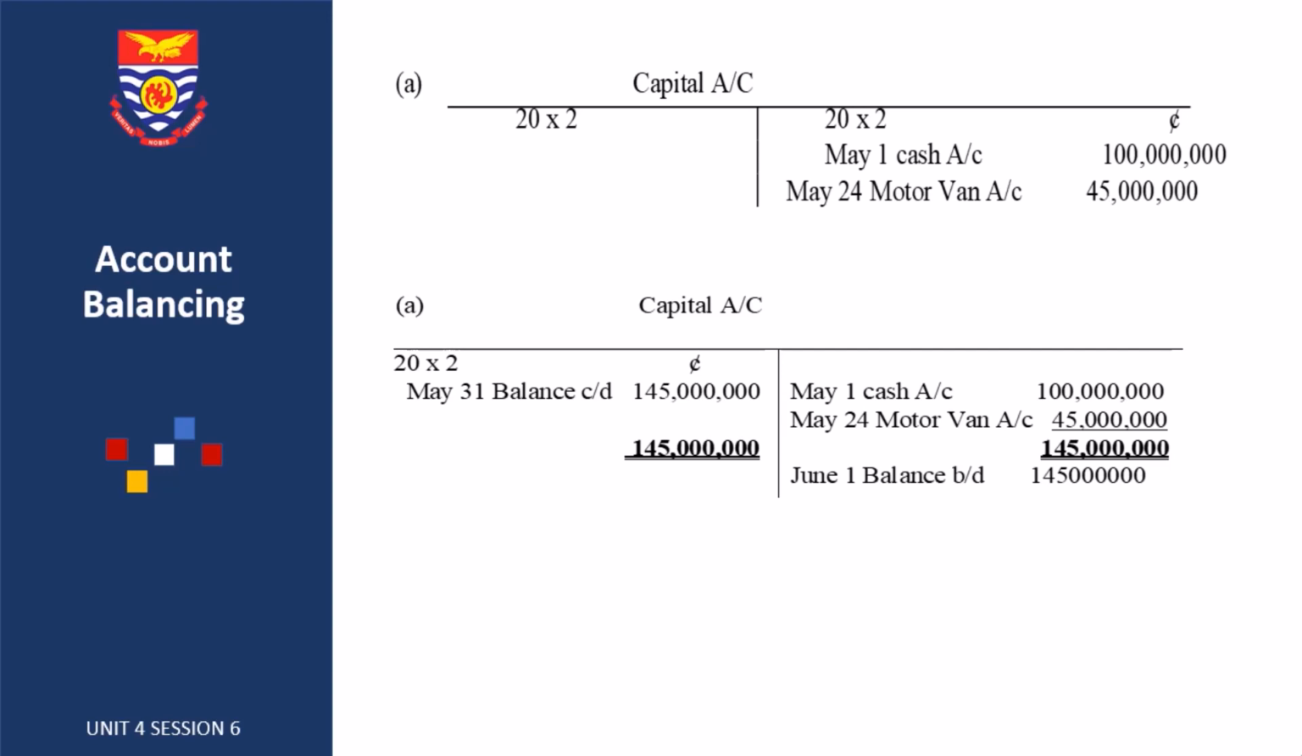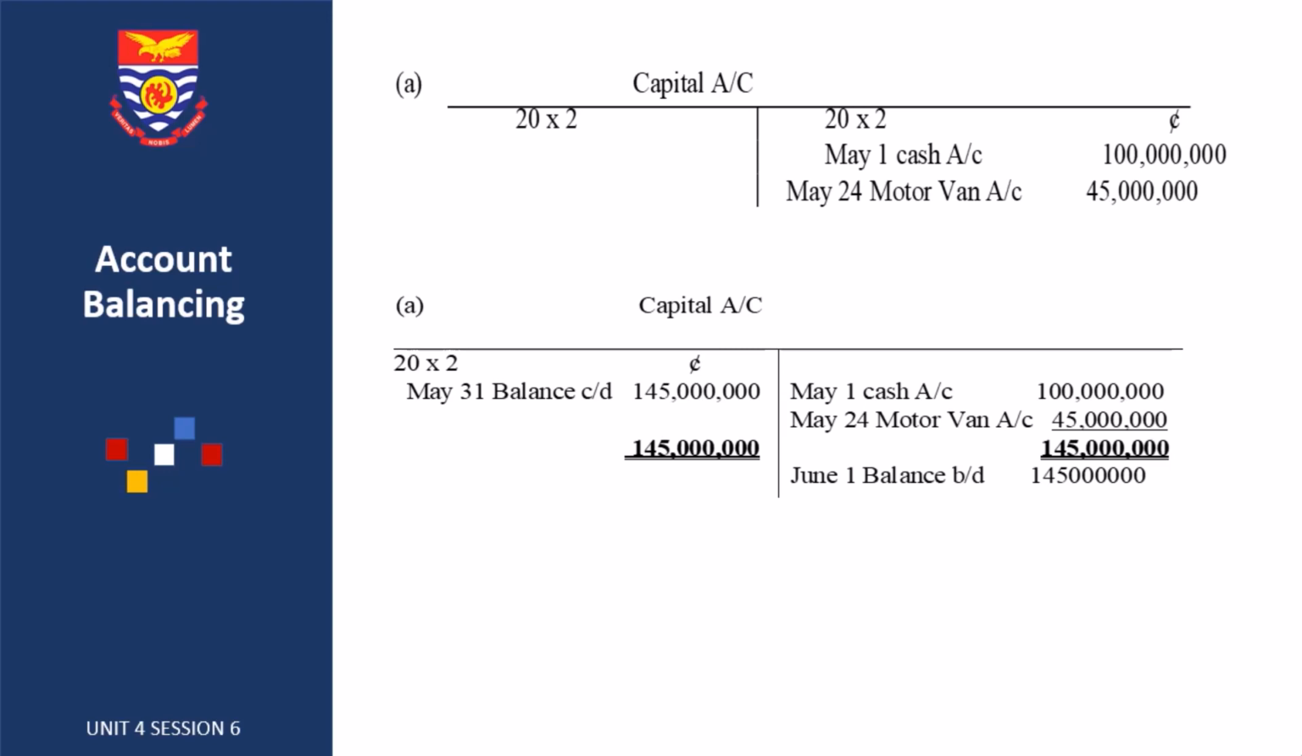Account balancing. Let's look at an example of how an account is to be balanced. For example, if we have a capital account with credit entries made on May 1st, 100 million, and May 24th, motor vehicle, 45 million. What it means to balance this account is to find the total on the debit side and on the credit side. The total on the credit side will amount to 145 million. So it is expected that the total on the credit side will equate the total on the debit side. So we'll have a balance carried down 145 million, and that will equate the debit side to the credit side.